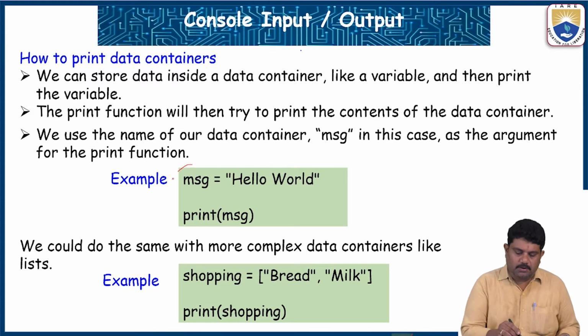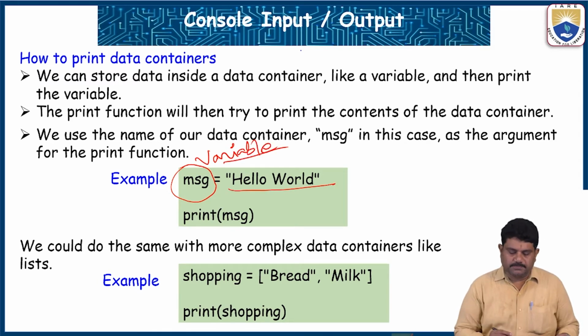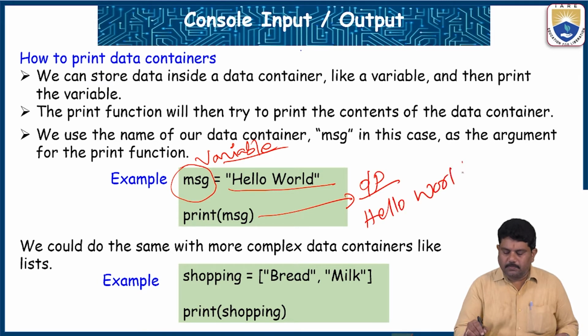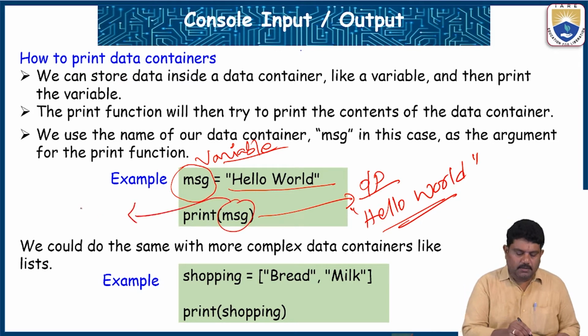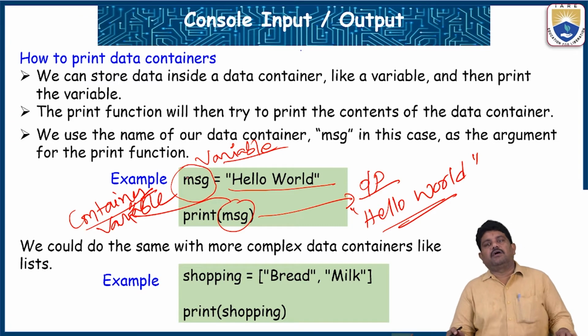See here an example. MSG is a variable. I assigned hello world to MSG. Now I am passing print MSG. This print MSG outputs hello world. So here MSG is the container, the container or variable.